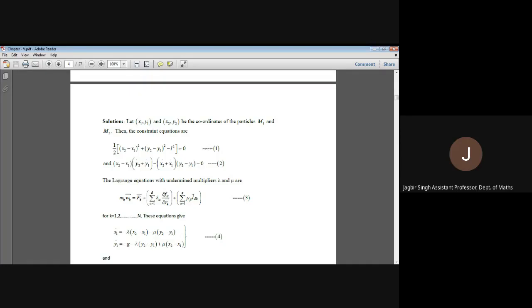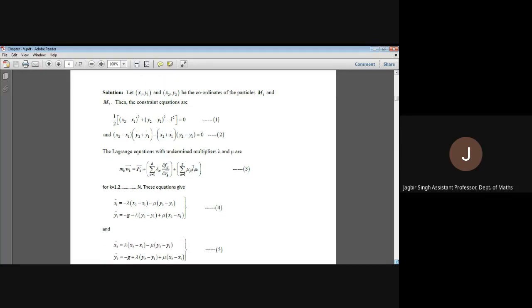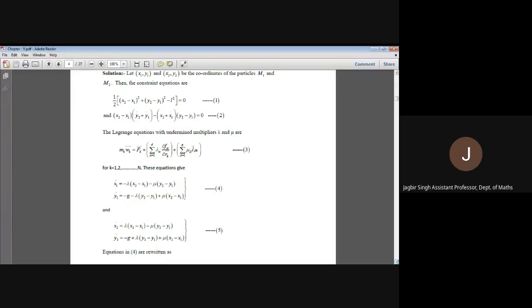In the similar pattern, the equation number 5 is for the x2 and y2 components. On the left hand side we are having x2 double dot, again x-axis, so there is no effective force, plus lambda into the partial derivative of the finite constraint with respect to x2. This time it will be x2 minus x1, so we are having lambda into x2 minus x1 minus mu into y2 minus y1. I think it can be obtained by you people.